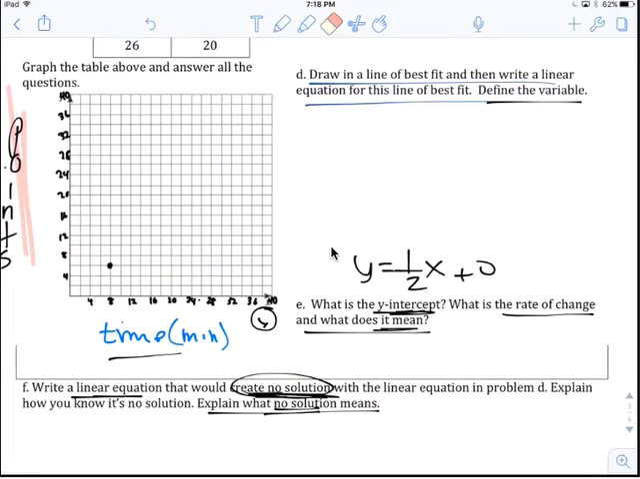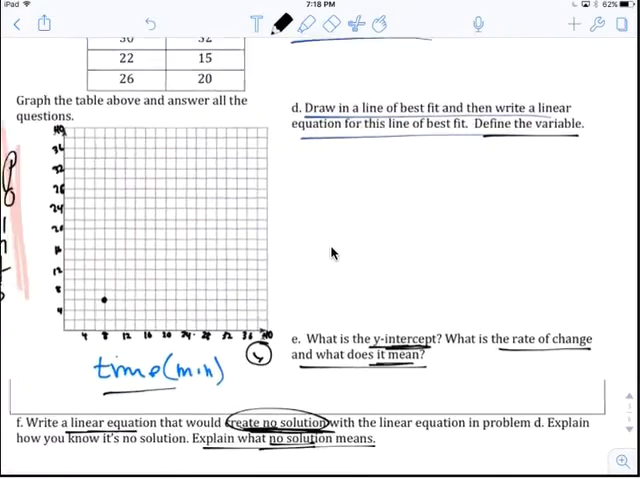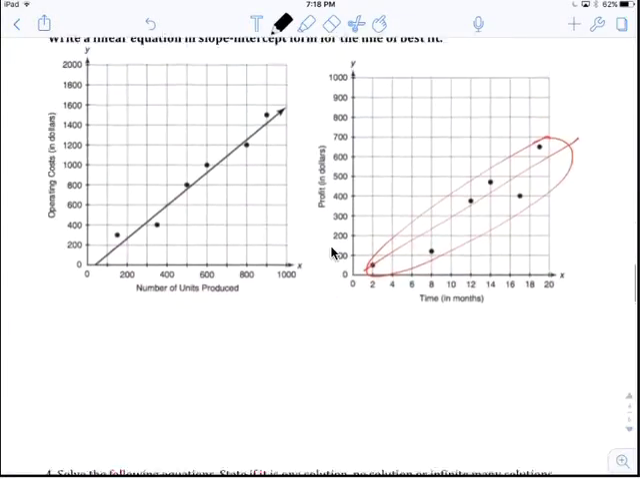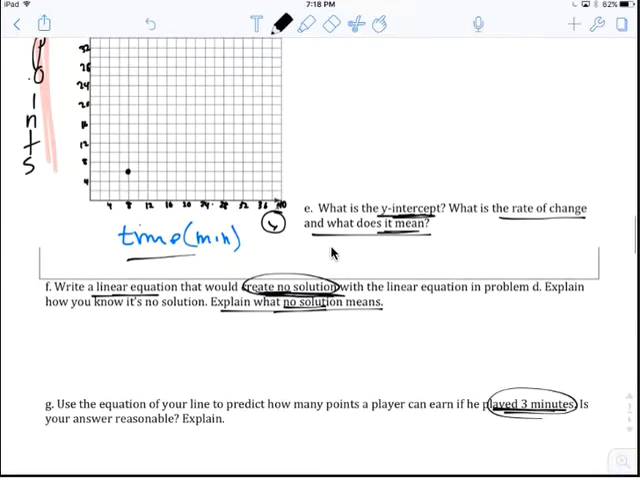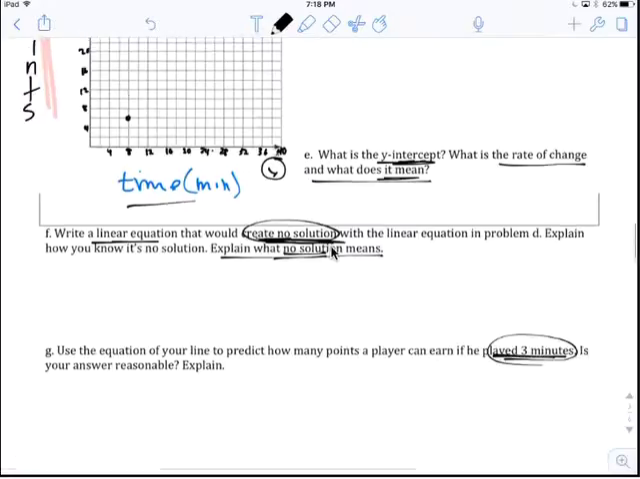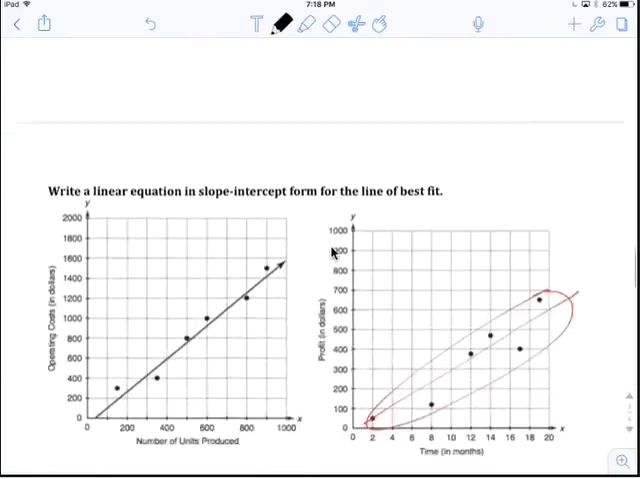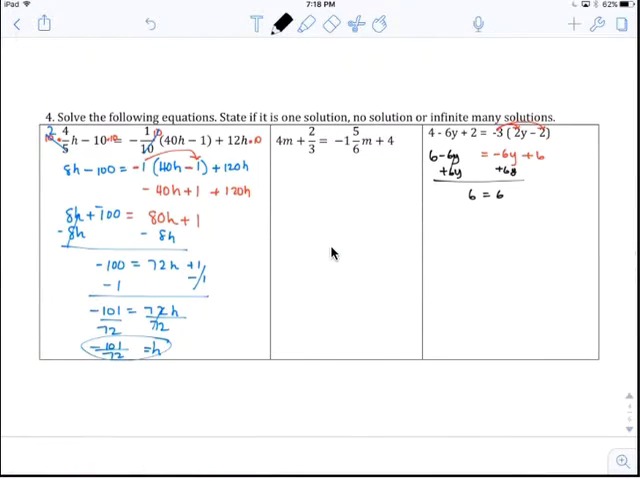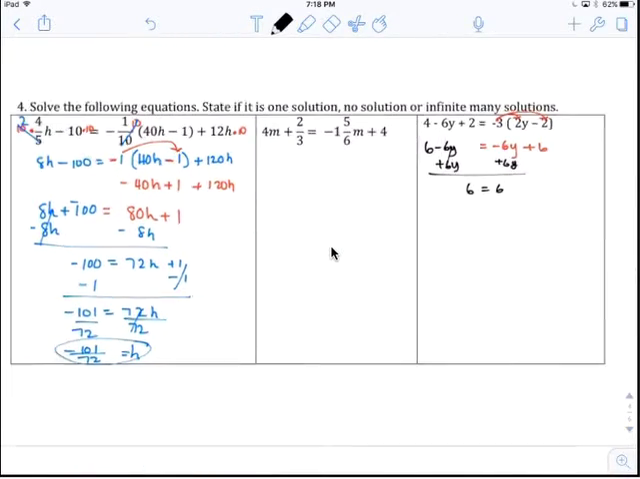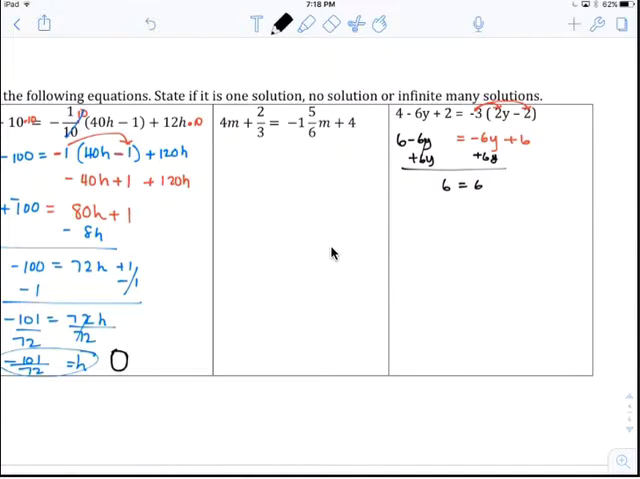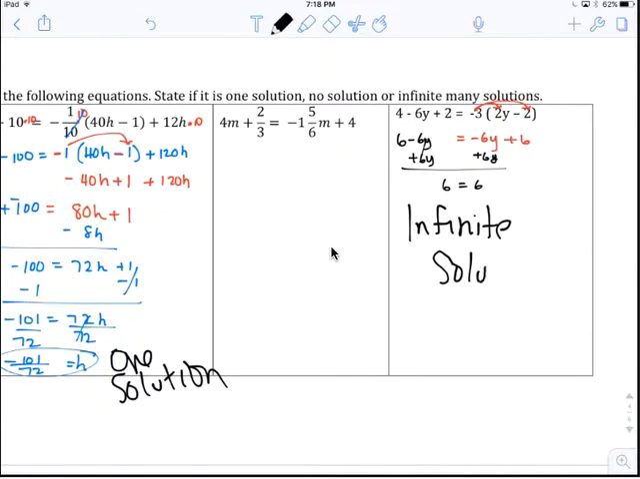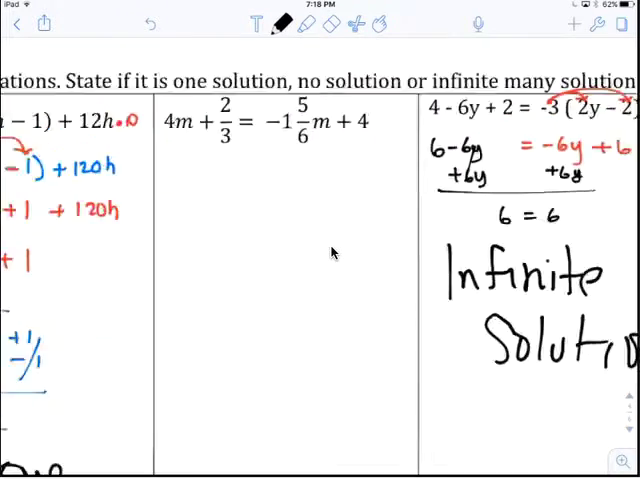If you don't, let me tell you. It's the same as this one here. I just don't have the time. But it's the same thing as down here. Okay? And then here, this is one solution. Got to put that. This is infinite solution.